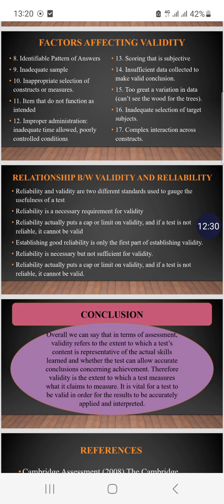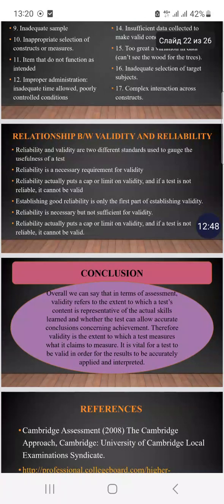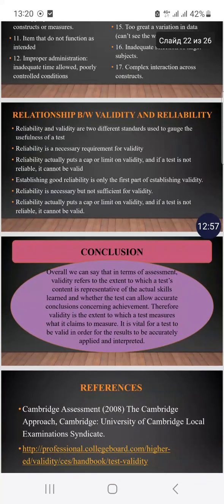So let's move to the relationship between validity and reliability. Reliability and validity are two different standards used to gauge the usefulness of a test. Reliability is a necessary requirement for validity. Reliability actually puts a cap or limit on validity, and if a test is not reliable, it cannot be valid. Establishing good reliability is only the first part of establishing validity. Reliability is necessary but not sufficient for validity.